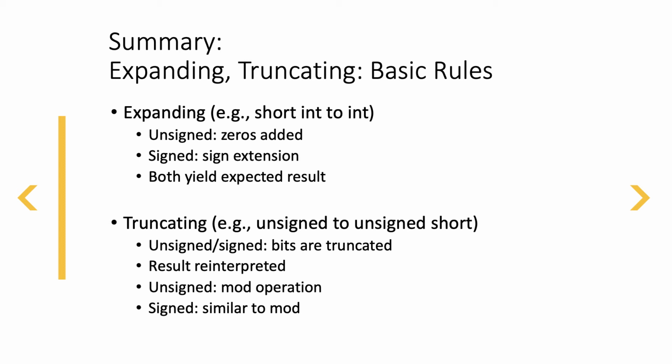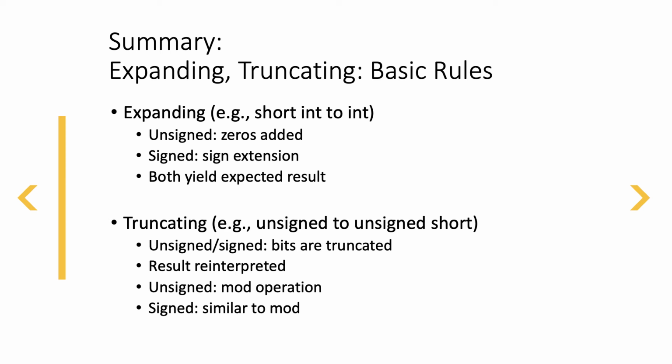Now, truncating is not much more complicated. It's basically just going to do a modulo, a mod operation. For both signed and unsigned, this is easy. The bits are just truncated. So if we were going from a 32-bit to a 16-bit and we're truncating, we just chop off the most significant 16 bits and reinterpret the result.